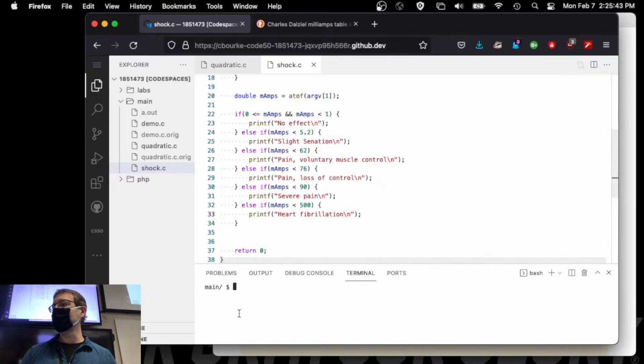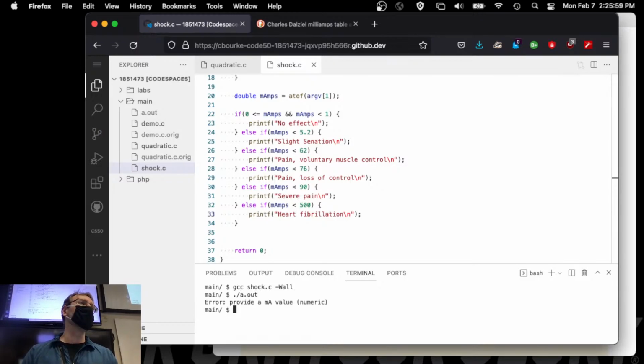Let's go ahead and compile it and at least make sure that there's no compiler errors. But what should I be doing? Do I need the math library, first of all? No. But what should I be doing always? Wall. The Wall flag, and there are no warnings. We're good to go. a.out, I didn't provide a value. That works. a.out 10.